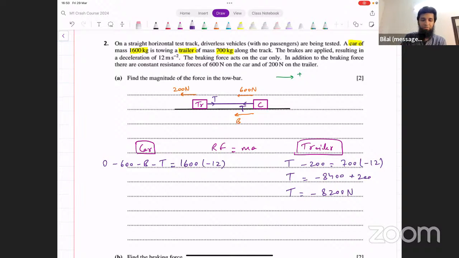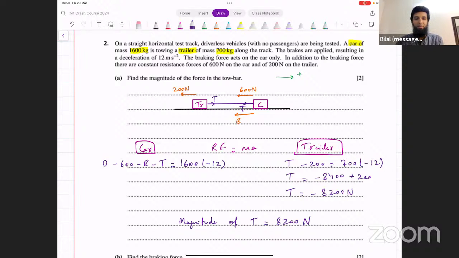Since they were asking for the magnitude of the force in the tow bar, you would say magnitude of the force in the tow bar. Magnitude is something that's positive, right? You would say magnitude of the force is equal to 8200 Newton. The final answer, you'll just write positive, and that's going to be okay.